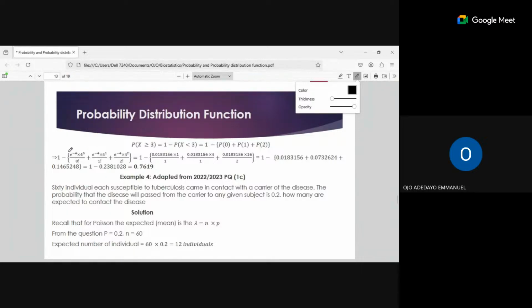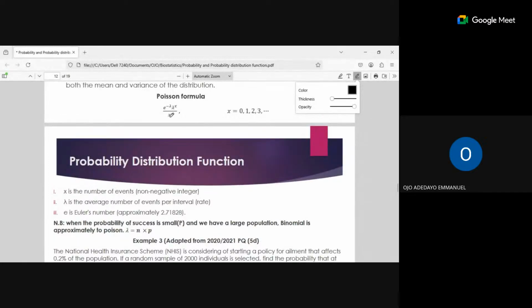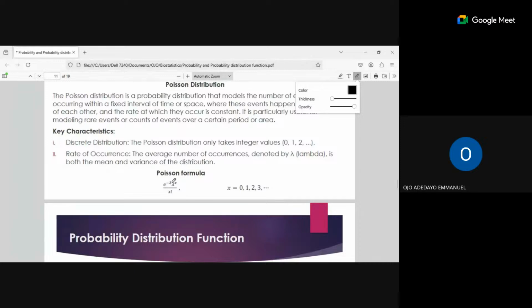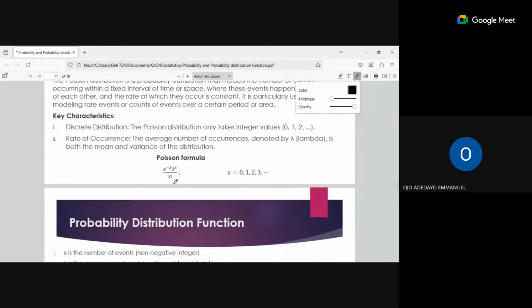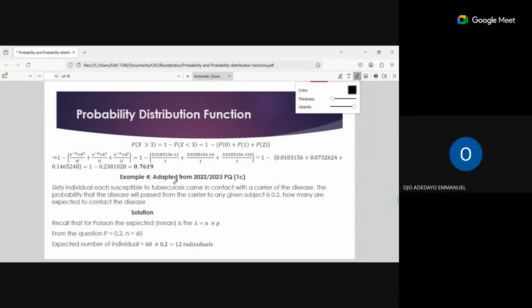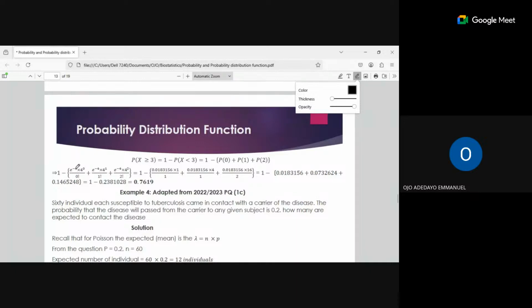Now, look at this. 1 minus, and our lambda is 4. Remember from the formula of our Poisson, our Poisson formula is e to the minus lambda, lambda raised to power x, over x factorial. Now, from our question, we've calculated our lambda to be equal to 4. Then our x is 0 for the first one, because we want to find at least 3, so we are starting from 0. So now we have e to the minus 4 times 4 raised to the power 0, divided by 0 factorial, plus we are going for 1 now, e to the minus 4 multiplied by 4 raised to the power of 1, over 1 factorial, plus the second one now is e to the minus 4 multiplied by 4 raised to the power of 2, over 2 factorial.